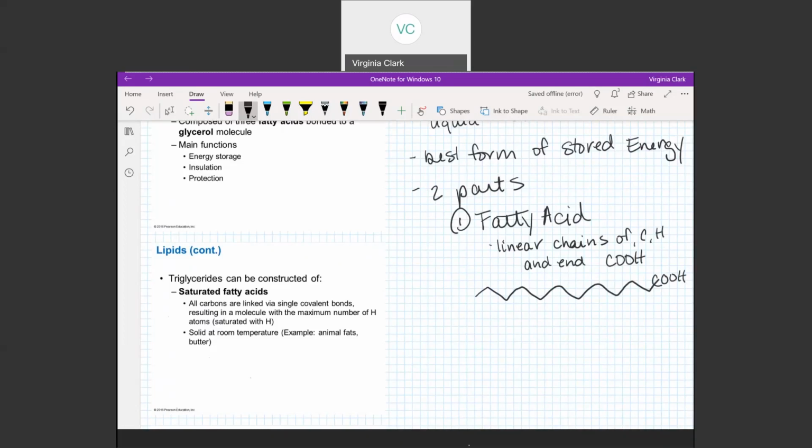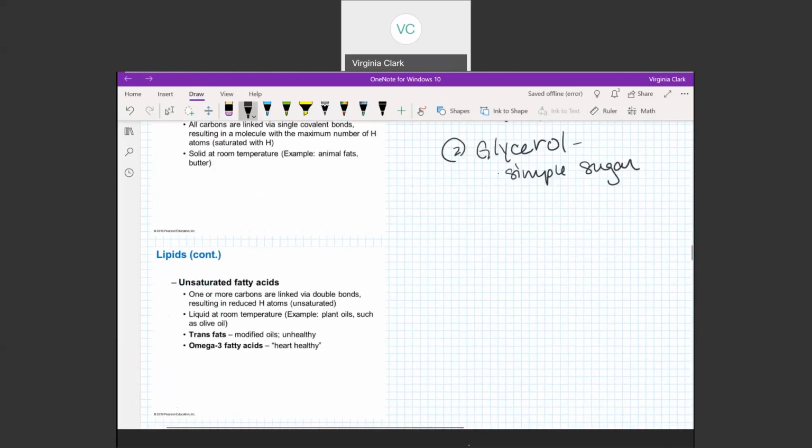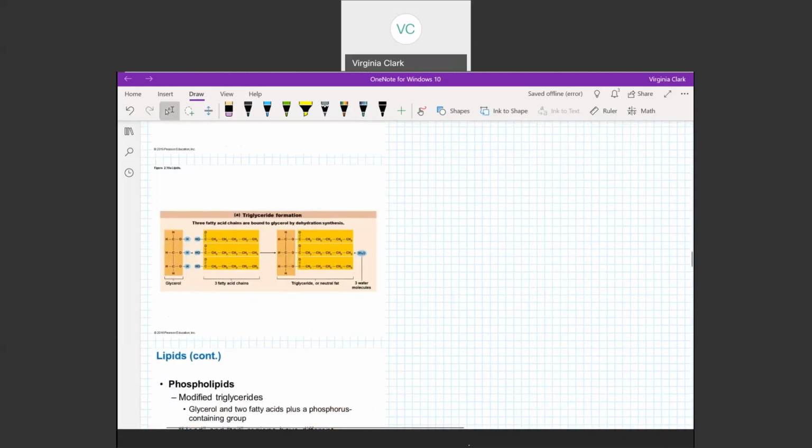And then it will also be made up of a glycerol. So a glycerol is a simple sugar. So when we put these two things together, a fatty acid and a glycerol, I'm going to come down here to this guy. Here's our glycerol and our fatty acid. So we take our glycerol backbone, and remember, this is called a triglyceride. So these are tri, or 3, fatty acid chains.